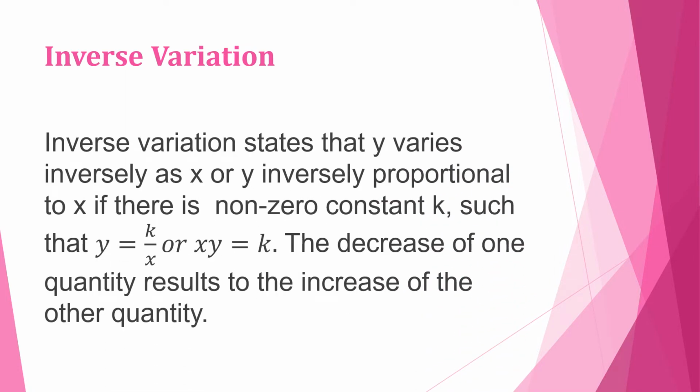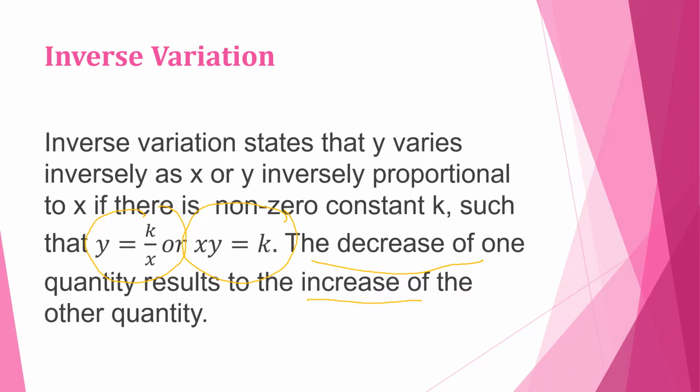Inverse variation states that y varies inversely as x, or y is inversely proportional to x, if there is a non-zero constant k such that y equals k over x, or xy equals k. So the decrease of one quantity results in the increase of the other quantity, or vice versa.